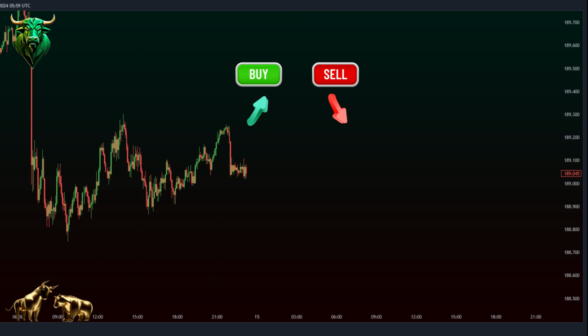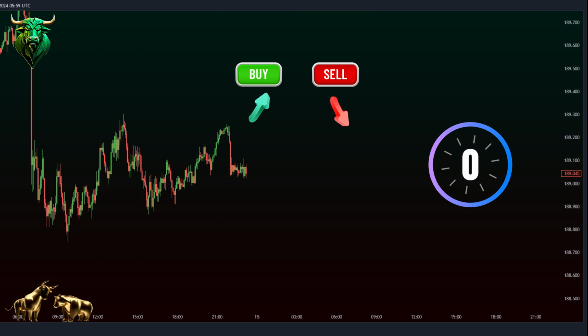Should you buy, sell, or wait at this point in the chart? Take 5 seconds to think. As you can see, after a large bearish candle, the market has started to range.